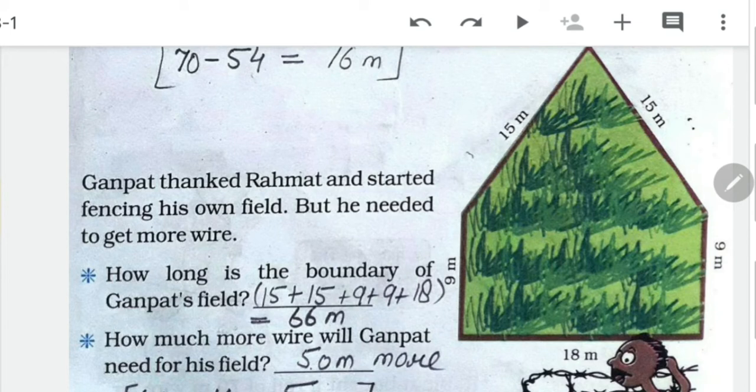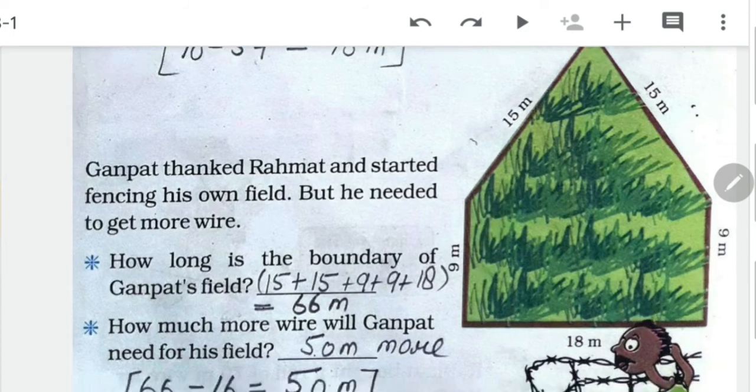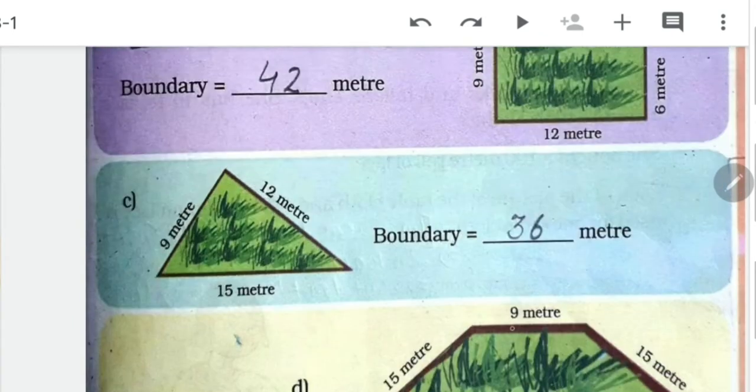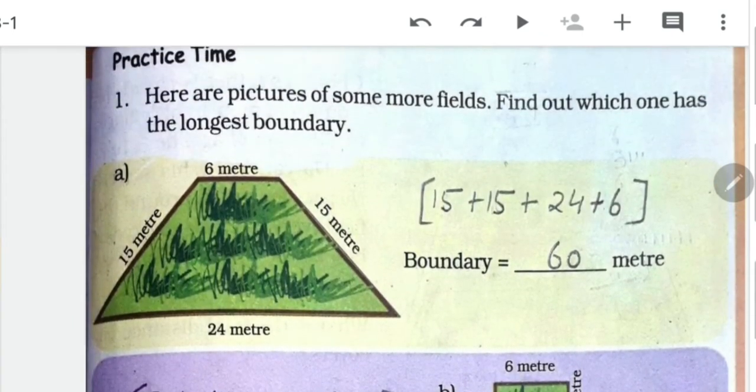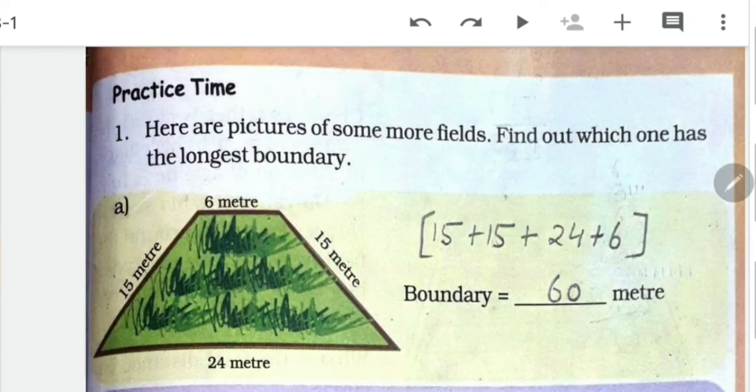Okay, so what we learned so far is that to find out the length of the boundary, we have to add the lengths of all the sides of the given field. Okay, now let's see what we have further. Now here we have some activity, that is practice time. Here are pictures of some more fields and we have to find out which one has the longest boundary.